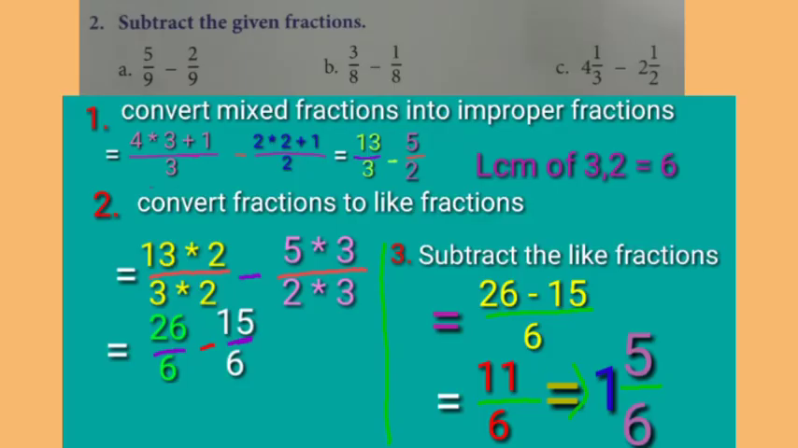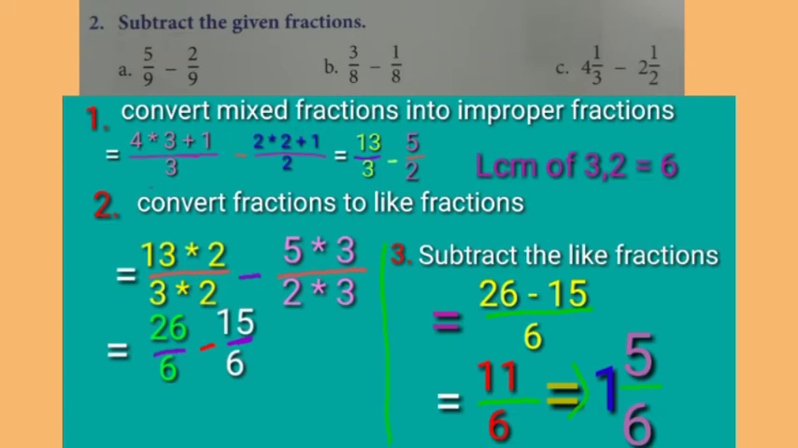Question number 2. Subtract the given fractions. Part C, 4 1 by 3 minus 2 1 by 2. Step 1. Convert the mixed fractions into improper fractions, that is 4 into 3 plus 1 by 3 minus 2 into 2 plus 1 by 2, which equals 13 by 3 minus 5 by 2. LCM of 3 and 2 is 6.